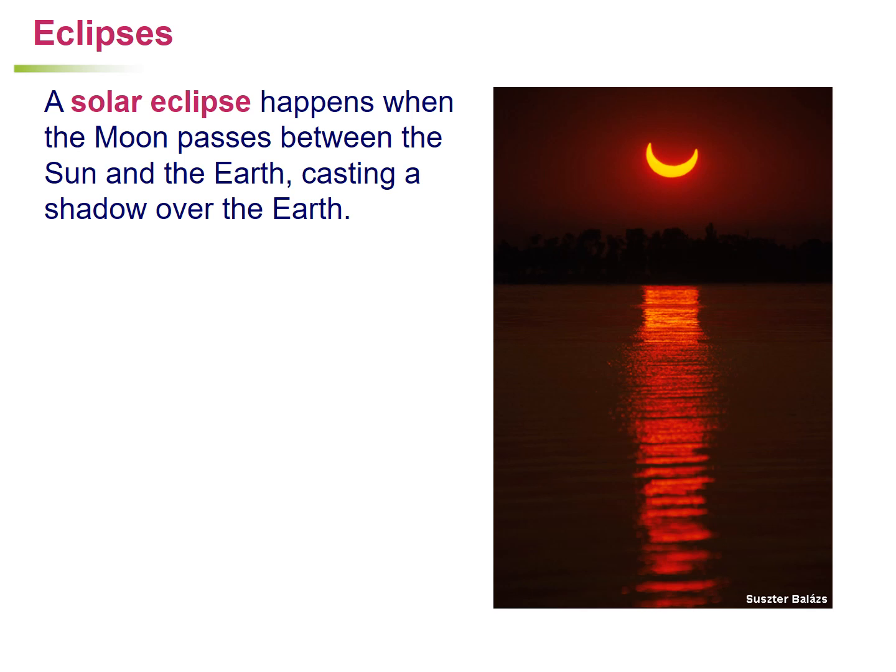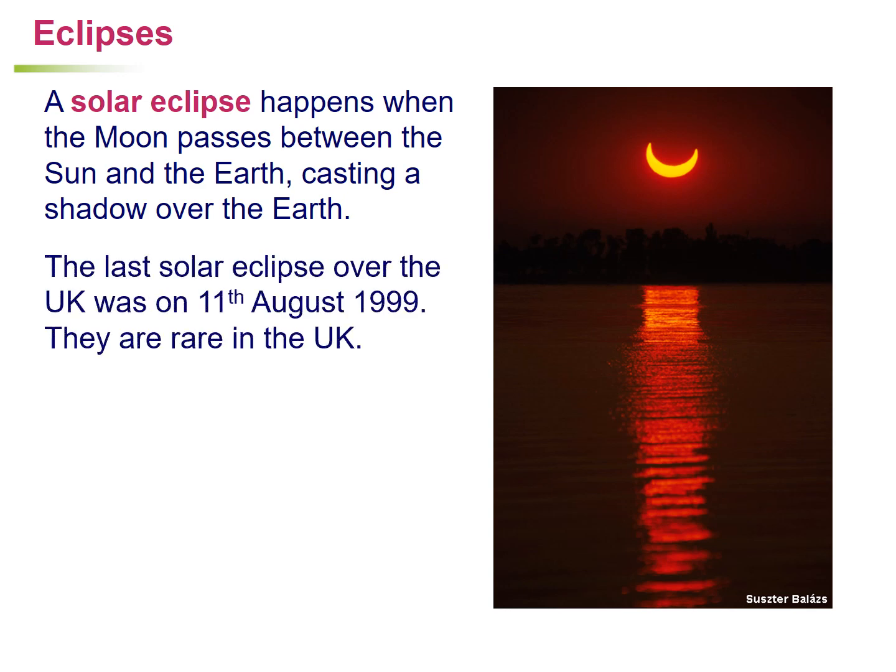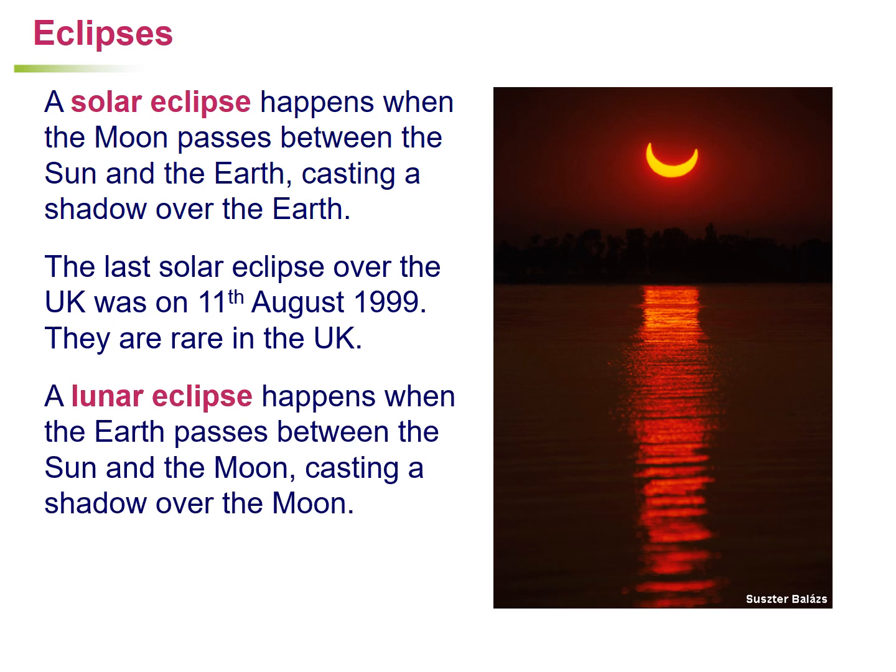So a solar eclipse happens when the moon passes between the sun and the earth, casting a shadow over the earth. The last solar eclipse over the UK was on August 11th, 1999, so about 21 years ago. And they are rare in the UK. A lunar eclipse happens when the earth passes between the sun and the moon, casting a shadow over the moon. Lunar eclipses happen in most years.